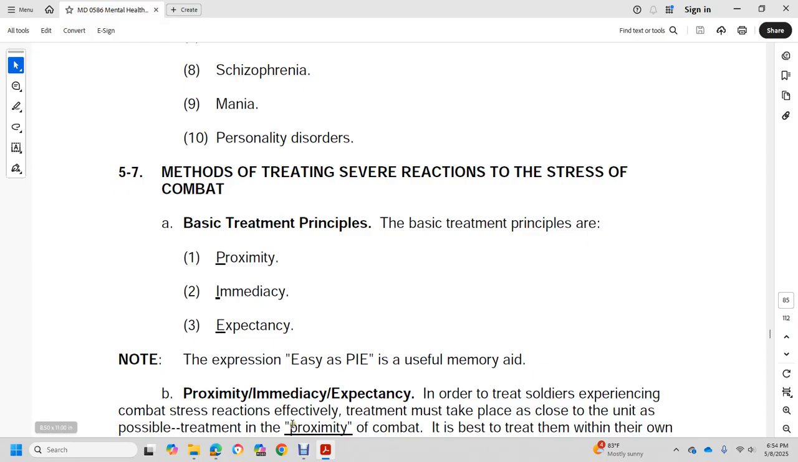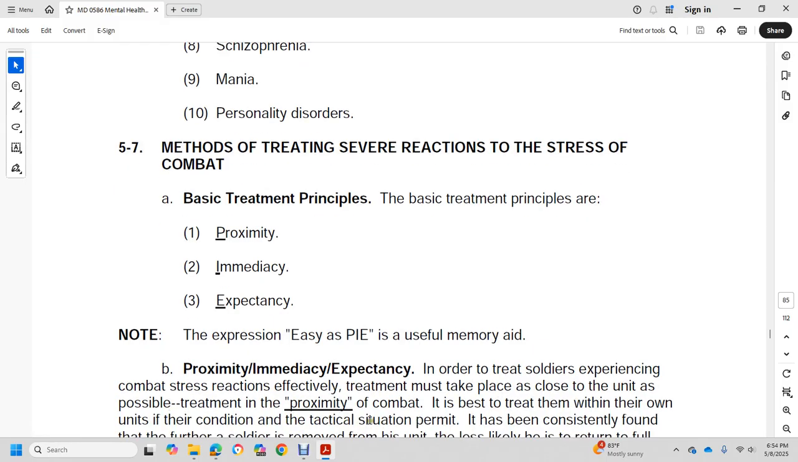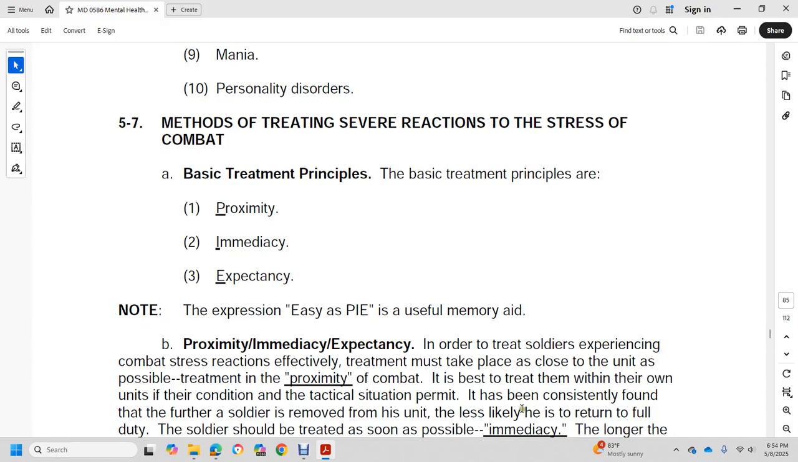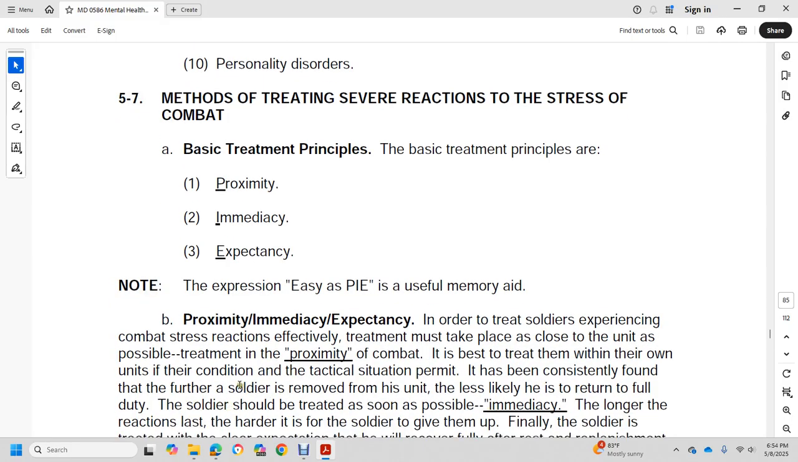the unit. Proximity: the best treatment is within their own unit, in the tactical situation. It has been constantly found that the further the soldier is removed from the unit, the less likely he is to be returned to full duty.